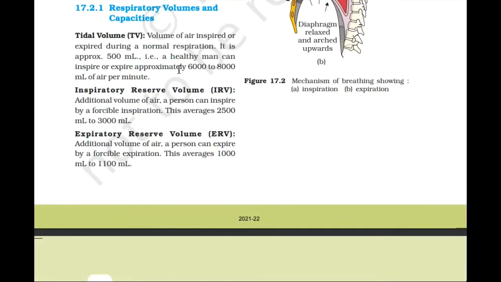Let us see the respiratory volumes and capacities. TV, that is tidal volume: the volume of air inspired or expired during a normal respiration. It is approximately 500 ml.